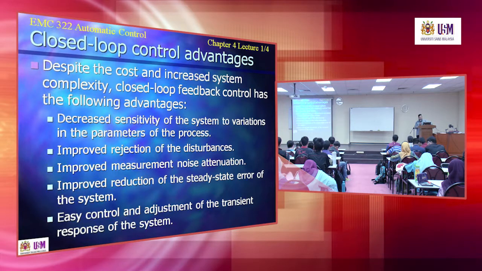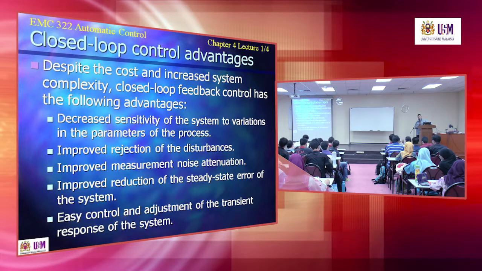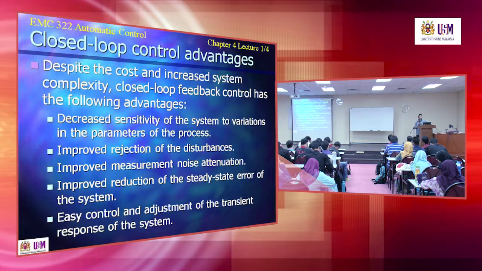And then the last one, easy control and adjustment of transient response of the system. Although we said before that a transient response will appear for a short while and after that it will disappear, sometimes it is important to consider it, because if this transient response can occur in as short a while as possible, it is much better. So we can get our response as a steady state much faster.